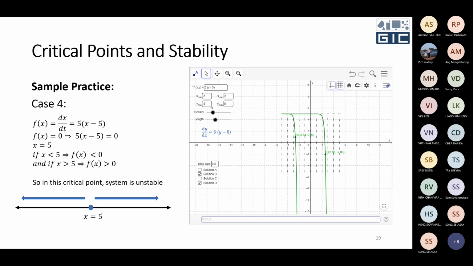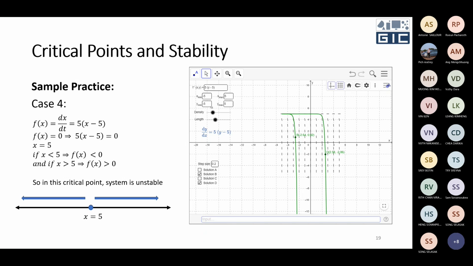Okay, let's see the sample of practical case that the way that we can find the practical critical point for our system. If I have the sorry a bit. Sorry, everyone. Okay, let's see the example here.